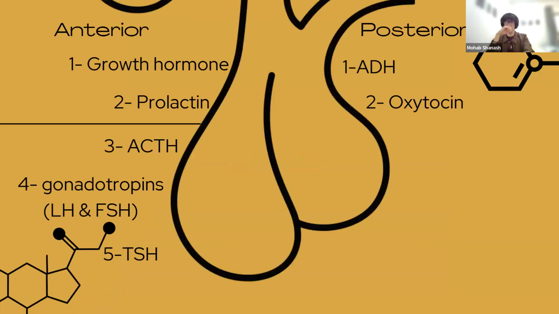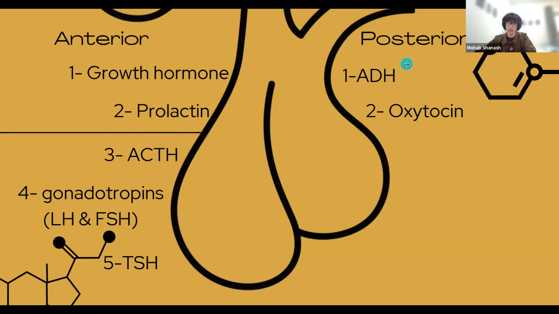Now I'm going to be talking about our hormones. We have our anterior pituitary and our posterior pituitary. Each of them make their own different set of hormones. Actually, the posterior doesn't make hormones, it releases them, and I'll get into what I mean. For the anterior, you have your growth hormone, your prolactin, your adrenocorticotropic hormone, your gonadotropins, your luteinizing hormone, your follicle stimulating hormone, and your TSH.